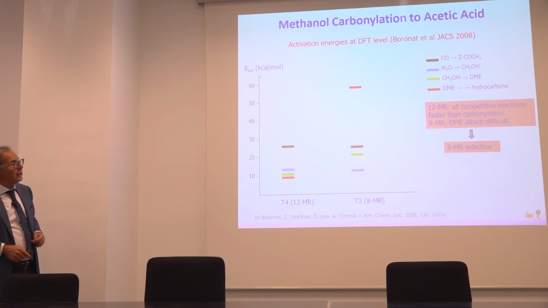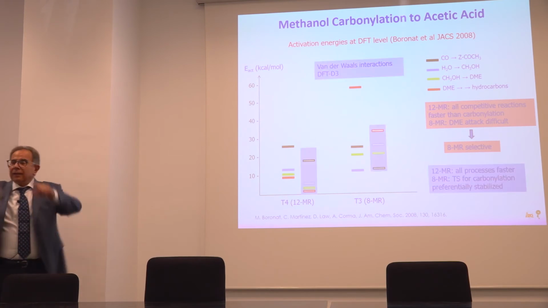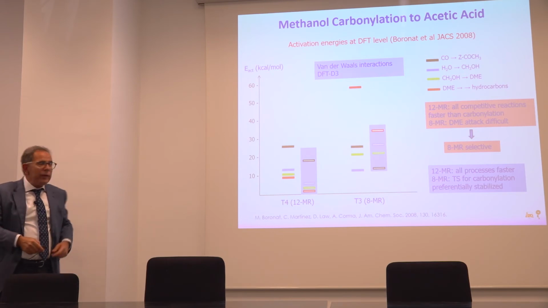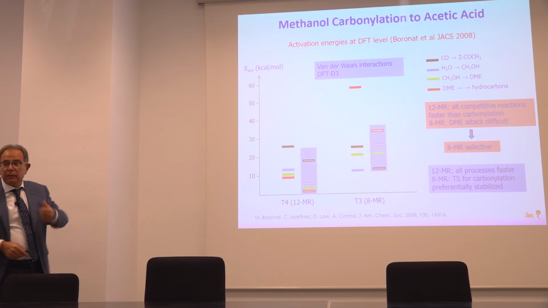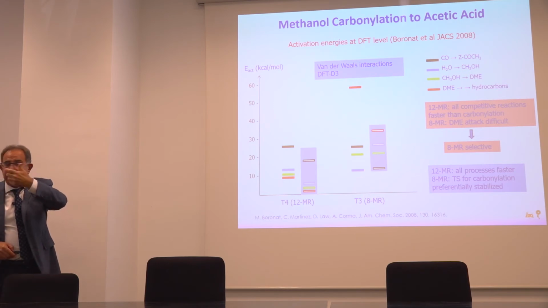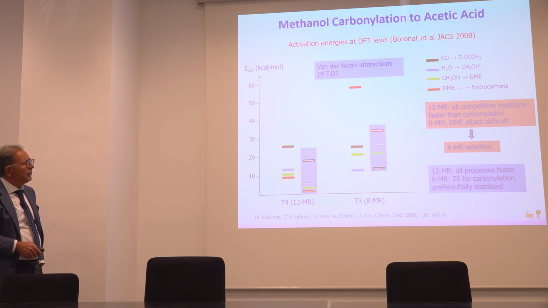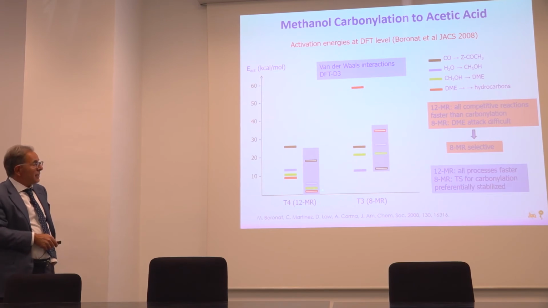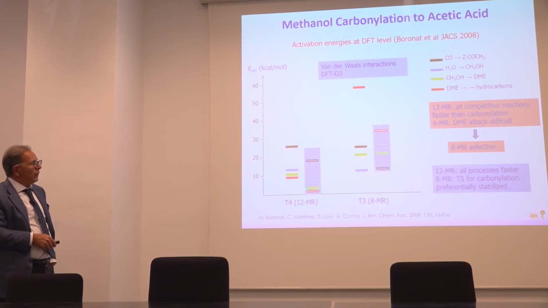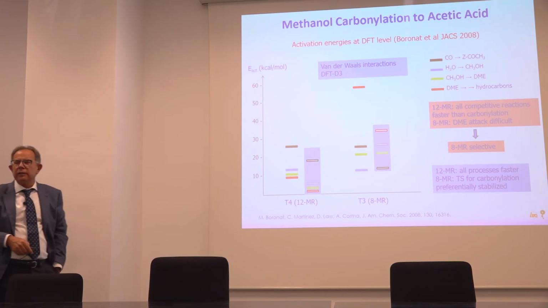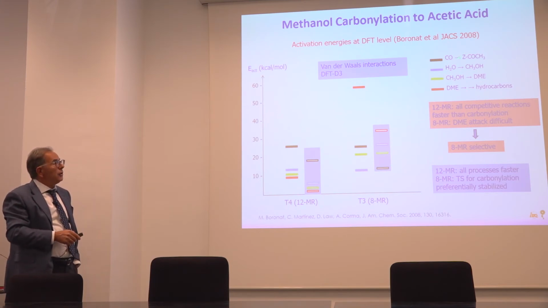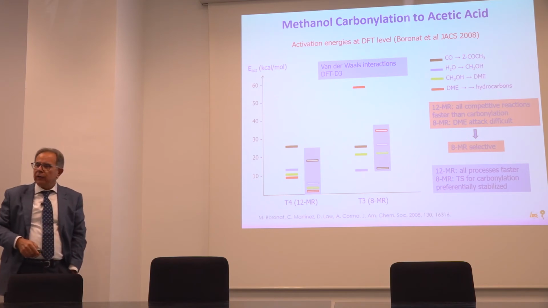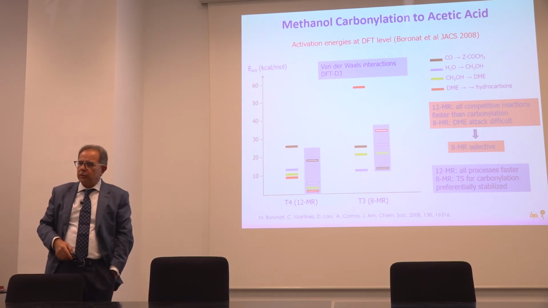So what we did then was to introduce the interactions with the wall. And when we introduce those weak interactions with the wall, that means van der Waals, hydrogen bonding, dispersion forces in general, what you see is that nothing changes in the 12-member ring. The least favorable one is the formation of hydrocarbons. But when you come into the 8-member rings, now the most favorable, the one with the lowest activation energy, is indeed the formation of the acetic acid by carbonylation, in agreement with the experimental results.